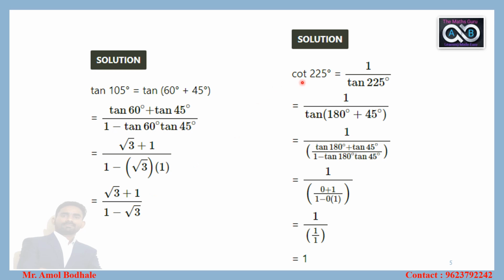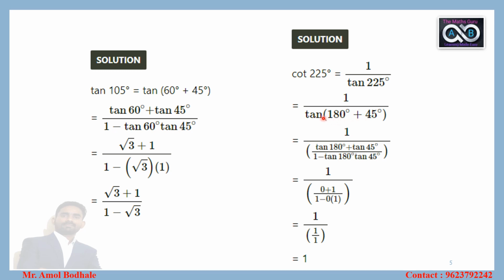Let's see one more example. Cot of 225 degree. So here we can write 225 degree as 180 plus 45 degree. Instead of the formula for cot of A plus B, we can use the formula of tan. So we can write cot as 1 upon tan, that is cot of 225 is 1 upon tan of 225. Now this one as it is. Now we will expand tan of 225 as tan of 180 plus 45.